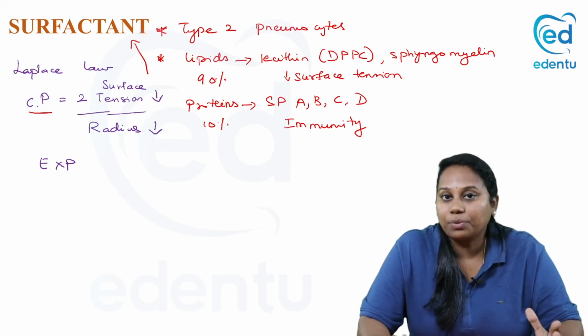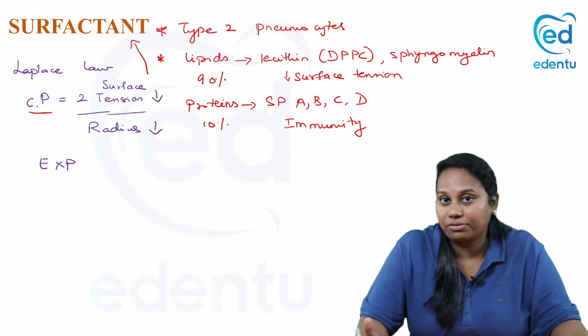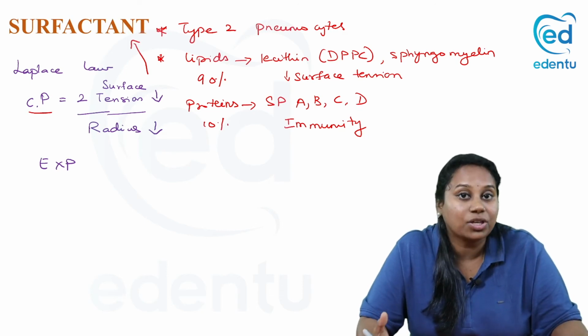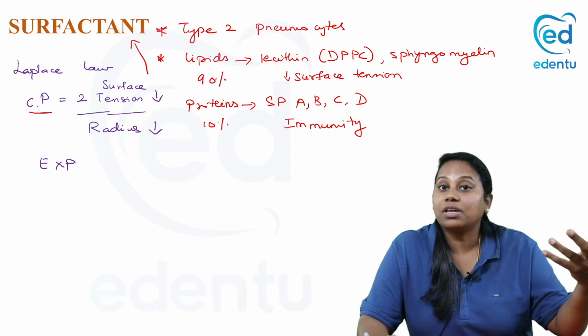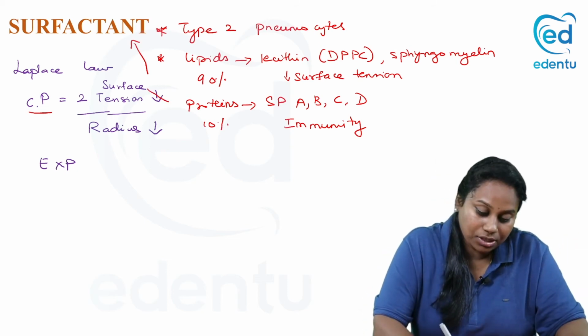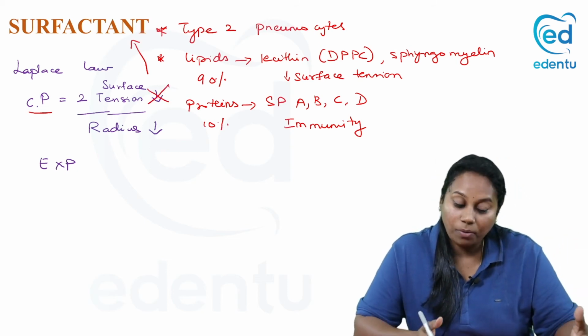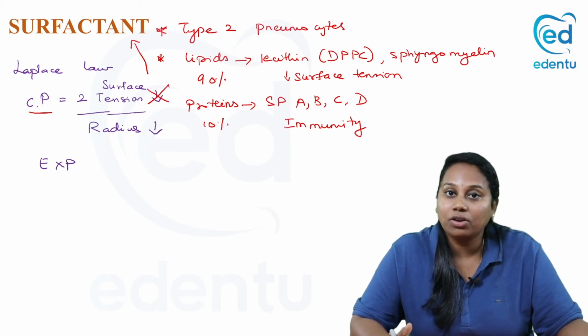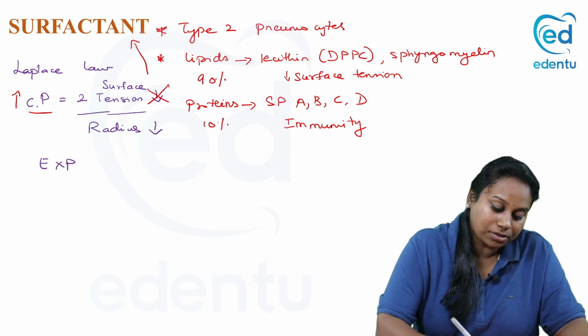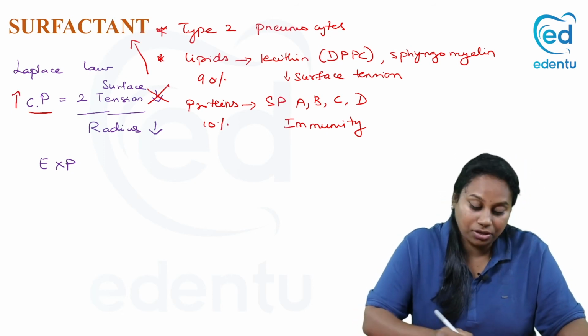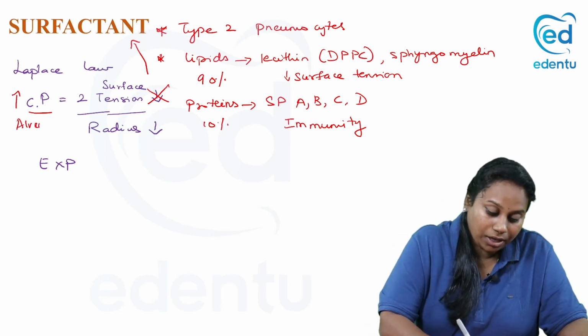But suppose the baby is born without surfactant, now during expiration what will happen? Radius will decrease, no surfactant. So surface tension cannot decrease. So denominator is decreasing, numerator is not decreasing. So what will happen to collapsing pressure? It will slowly begin to rise. When collapsing pressure rises, the alveoli collapses.